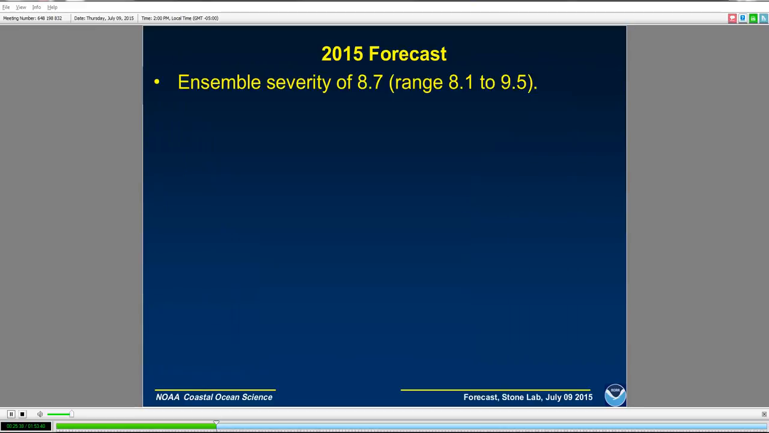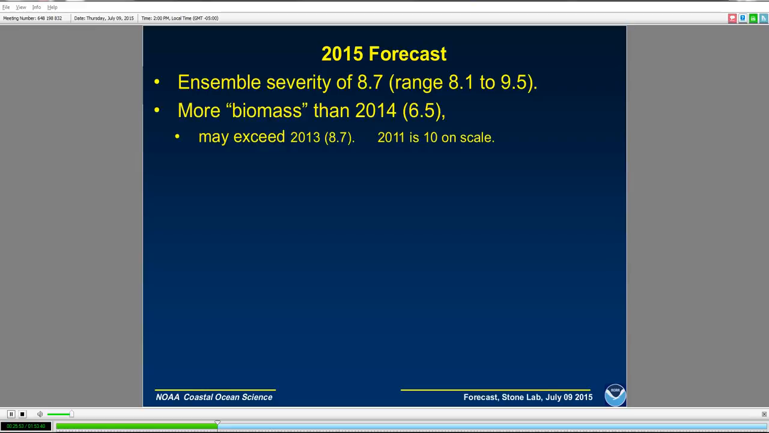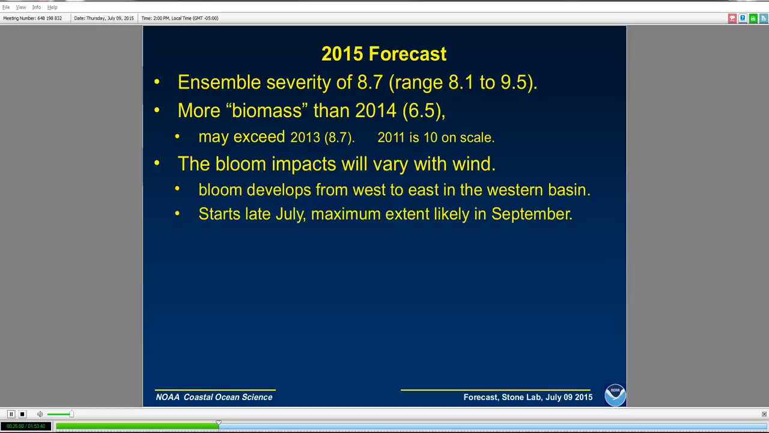So overall, on the 14, the ensemble average is an 8.7. This is greater than 2013. It is less than, of course, the 10 of 2011, but the range of uncertainty is between 8 and 9.5 overall from a severity standpoint. This is definitely more biomass than was seen last year, and it could well be the second largest bloom we've yet seen.